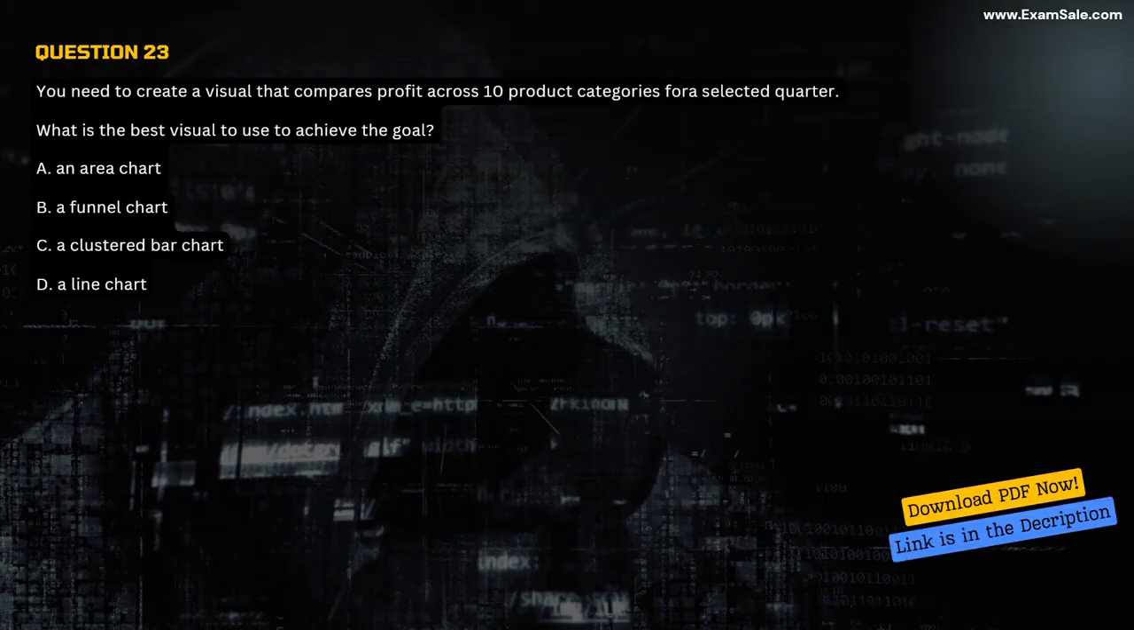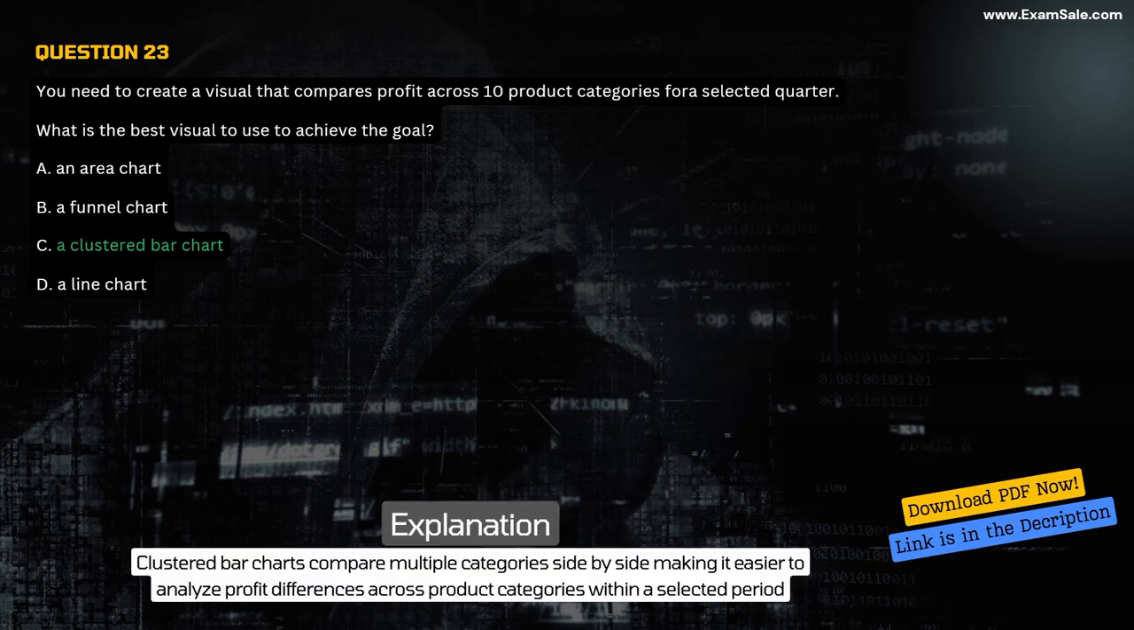Question 23. You need to create a visual that compares profit across 10 product categories for a selected quarter. What is the best visual to use to achieve the goal? A. An area chart. B. A funnel chart. C. A clustered bar chart. D. A line chart. Correct answer C. Clustered bar chart. Explanation. Clustered bar charts compare multiple categories side by side, making it easier to analyze profit differences across product categories within a selected period.